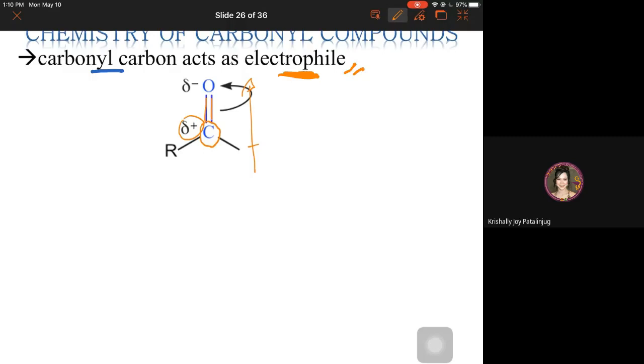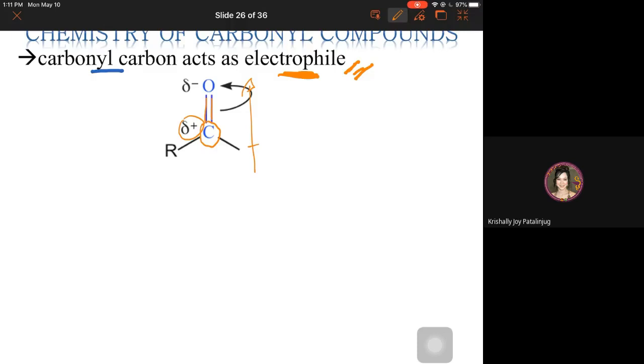Okay? It is electron poor, so it is electron loving. It will look for atoms that are rich in electrons. Electrons, it looks for electrons, so it is an electrophile. And a nucleophile, during a reaction, is electron-rich. So that's the reason why carbonyl compounds undergo nucleophilic types of reaction, and this is also the reason why the carbonyl carbon is considered an electrophile.